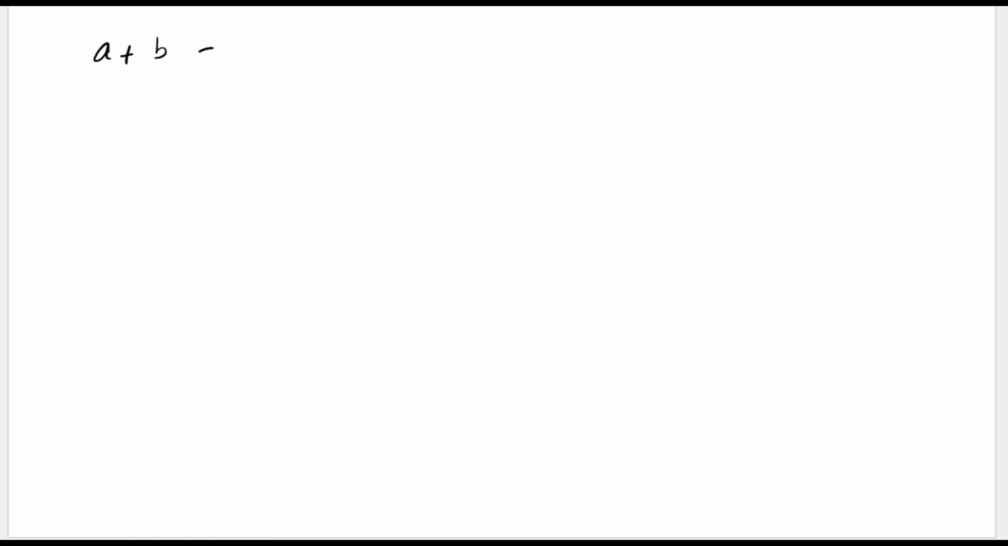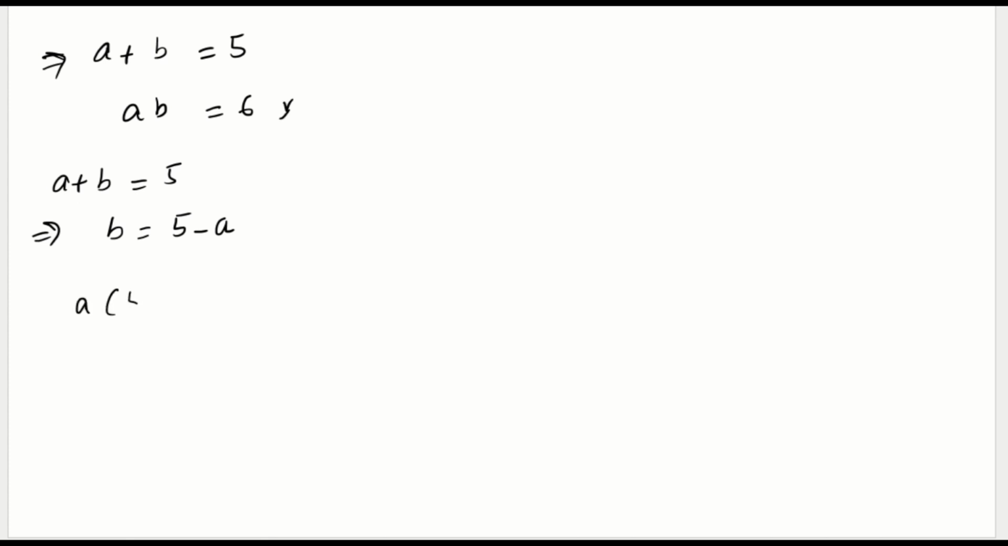a plus b is equal to 5 and a into b is equal to 6. So from the first equation, a plus b is equal to 5, we will take a from the left hand side to the right hand side. So b is equal to 5 minus a. We will put this value in the other expression, a into b. So we will get a into 5 minus a is equal to 6.